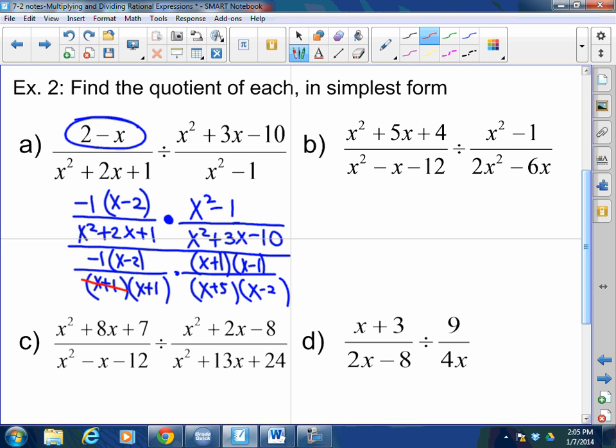x plus 1, x plus 1, x minus 2, and x minus 2. So my answer is going to be a negative times an x minus 1 over x plus 1 times x plus 5.